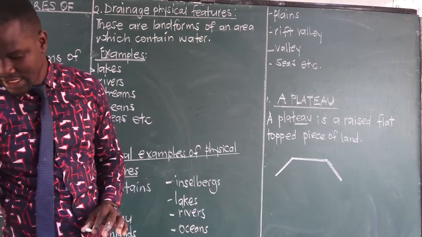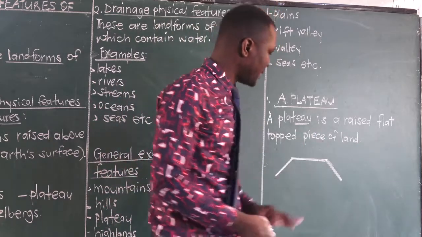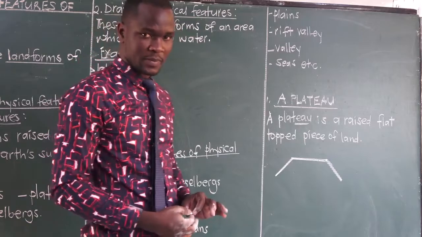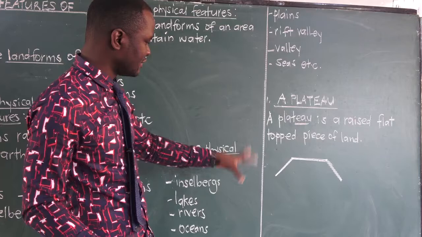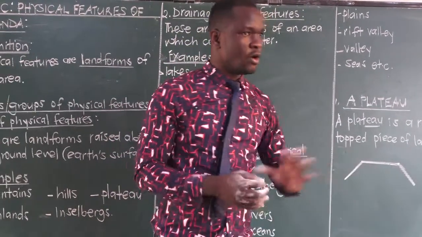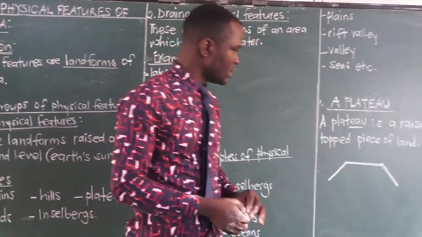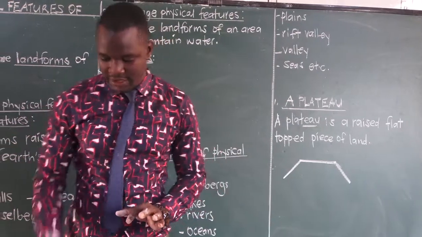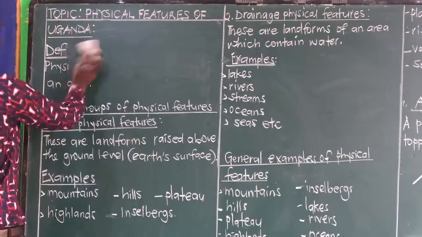Now, having looked at that, we are going to look at which other physical features are found on a plateau. On a plateau, we have almost all these other physical features, because we say raised, flat top. For that case, we shall be looking at which economic activities can be carried out on a plateau. So that is our next subheading: activities carried out on a plateau.